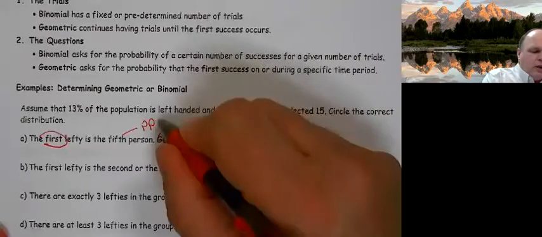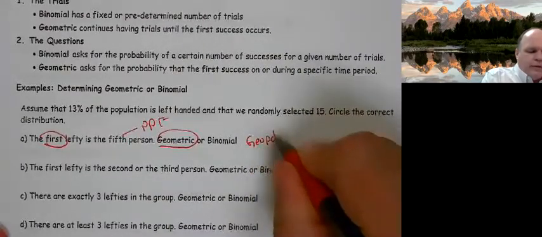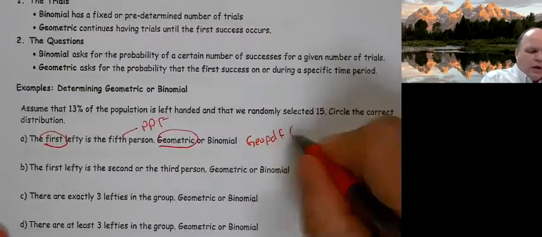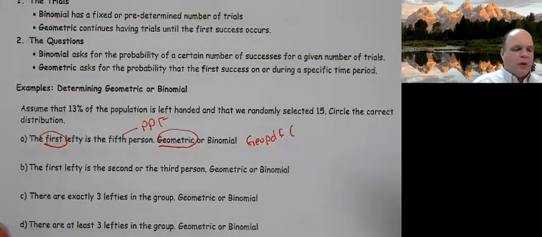So this would be a geometric PDF. And our probability is 0.13, and our X value in this case would be 5.